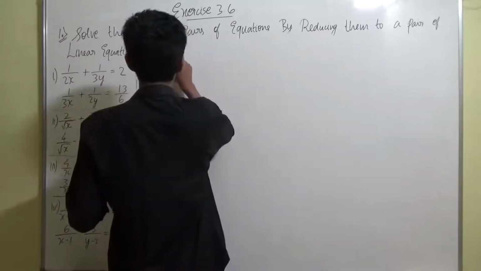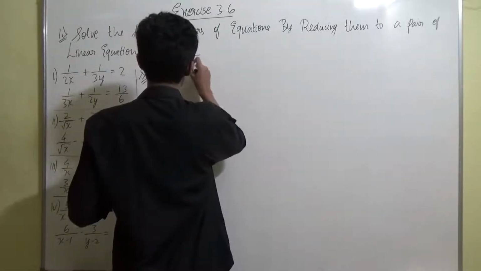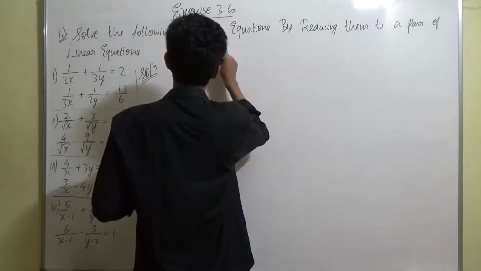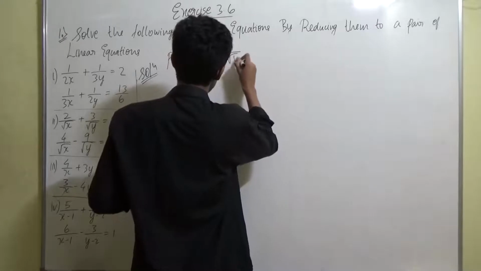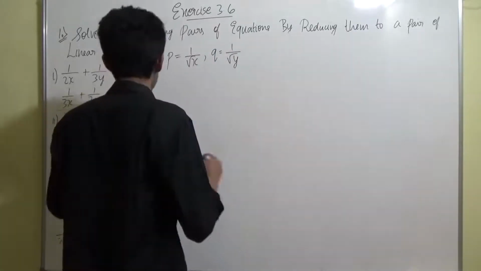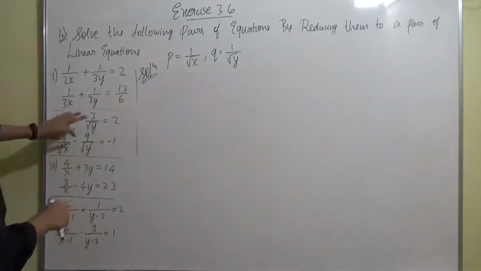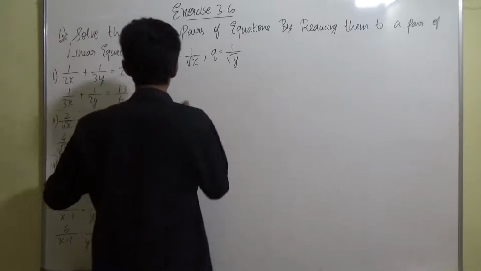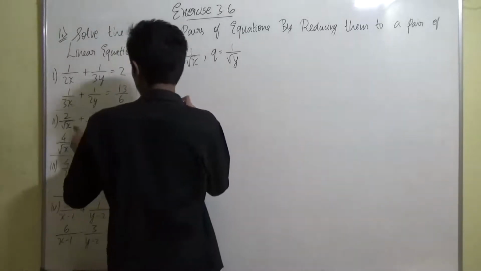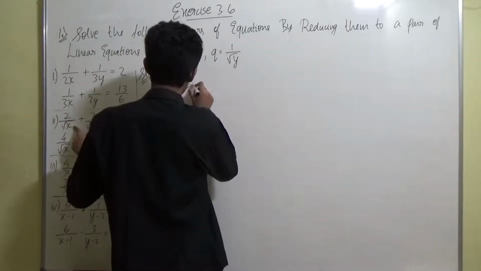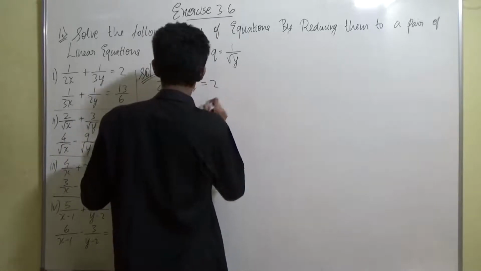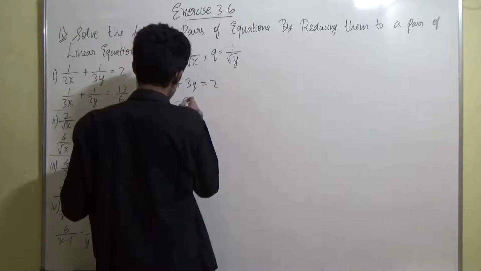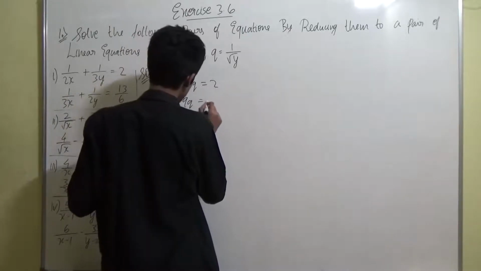For that you will be doing p equal to 1 by root x. Let us take p equal to 1 by root x, and let's take q equal to 1 by root y. As simple as that, guys. Now we'll substitute the value of p and q back into the equations and reduce it to a linear form. That time the first equation will become 2p plus 3q equal to 2, and the second equation will become 4p minus 9q equal to -1.